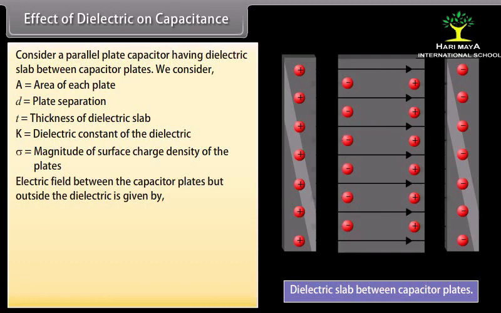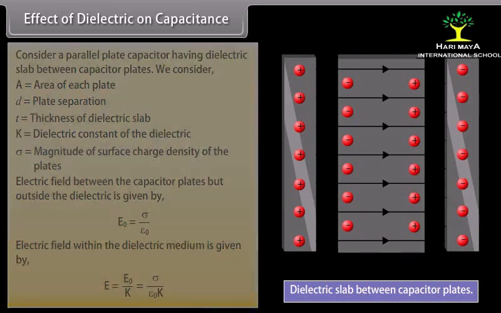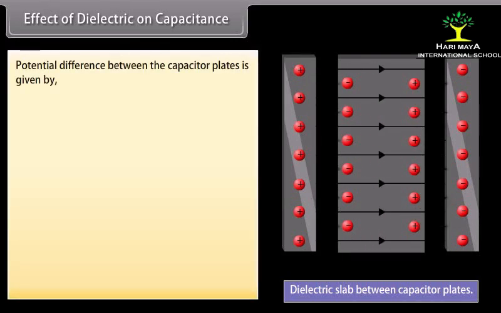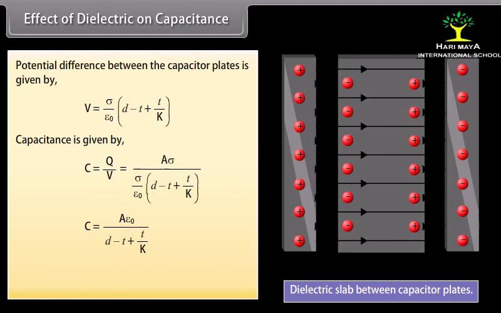Electric field between the capacitor plates but outside the dielectric is given by E naught is equal to sigma upon epsilon naught. Electric field within the dielectric medium is given by E is equal to sigma upon the product of epsilon naught and K. Potential difference between the capacitor plates is given by V is equal to sigma upon epsilon naught multiplied by d minus t plus t upon K. Capacitance is given by C is equal to A epsilon naught divided by d minus t plus t upon K.